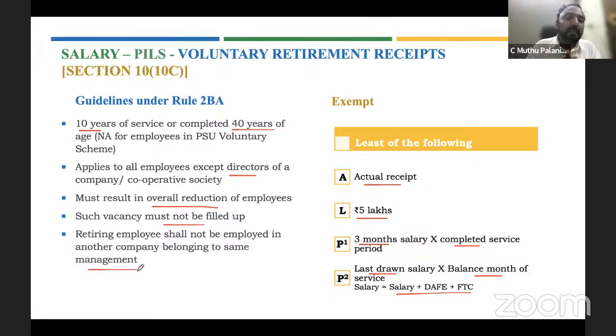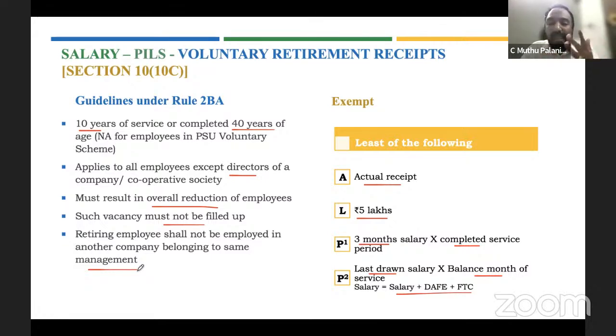But let's say I've been taken away from Tata Motors and have been appointed in Tata Steel. Tata Motors and Tata Steel come under the same management, so that is not allowed. VRS from Tata Motors joining in Tata Steel, no VRS, no exemption. Exemption is available only when you are retired, you are not joining elsewhere, or you are joining in places which do not belong to the same management. So that is what the guidelines say.